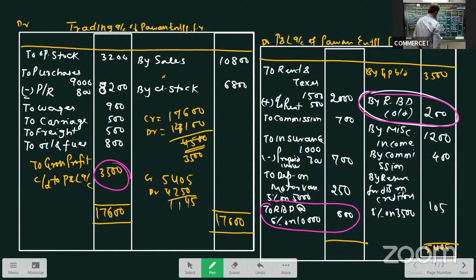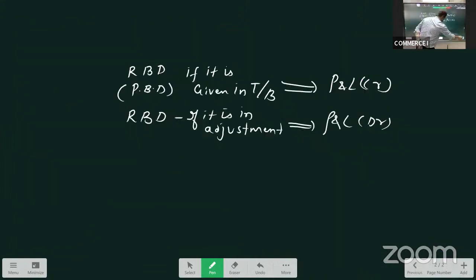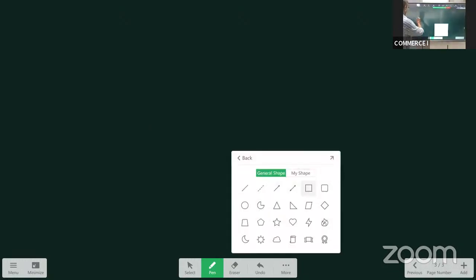Then 1,145 we are getting. Net profit is how much? 1,155. Net profit carried down to balance sheet. 5,405. Okay. Now let us take the balance sheet and see what are the items we'll take in balance sheet.